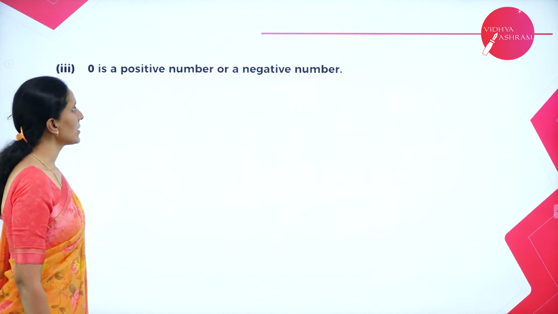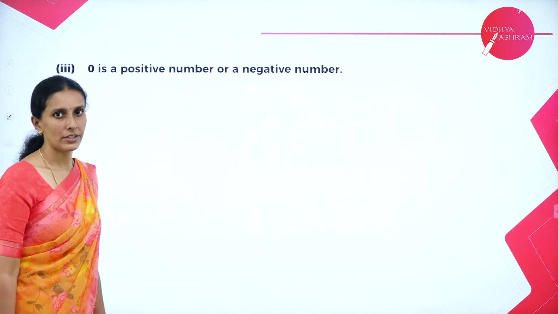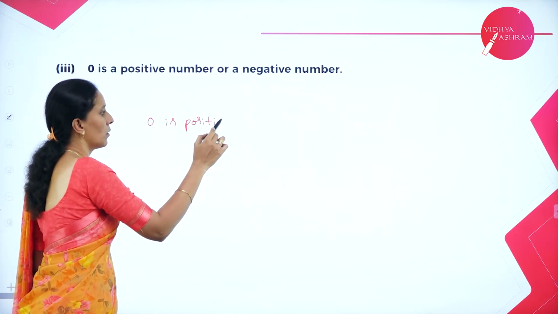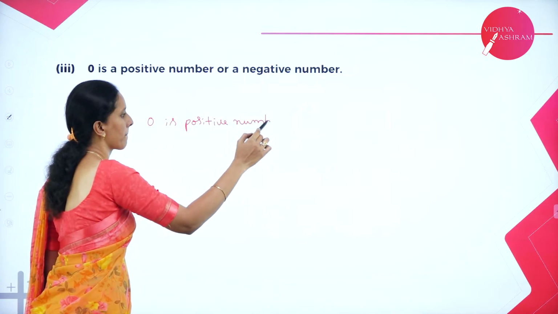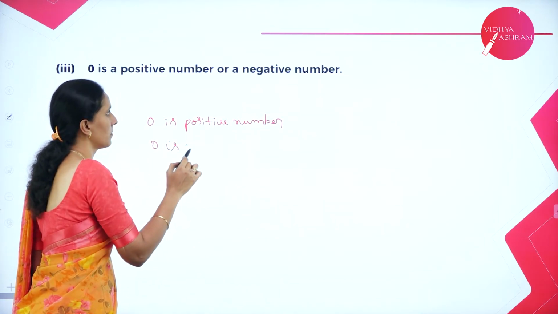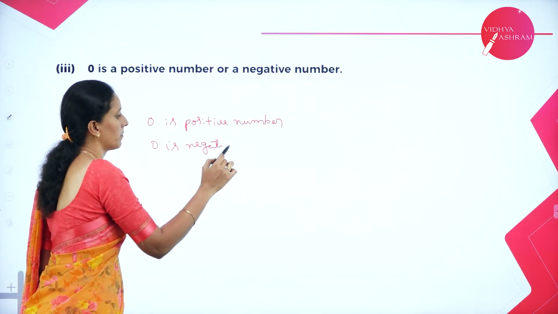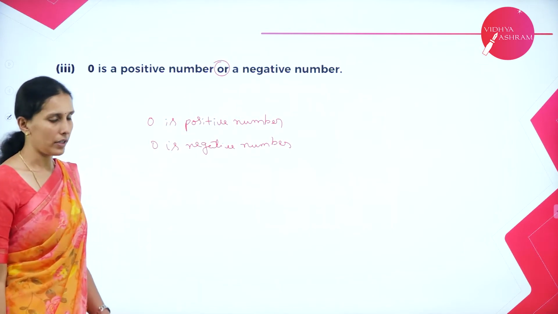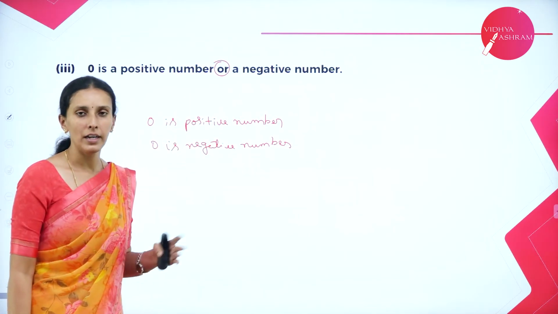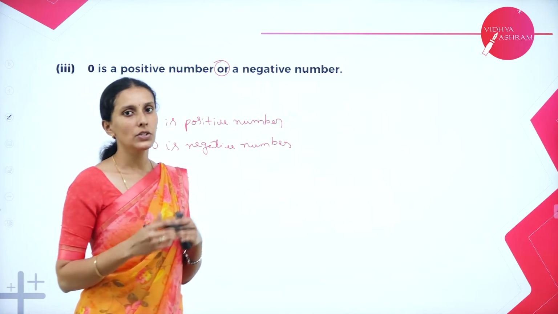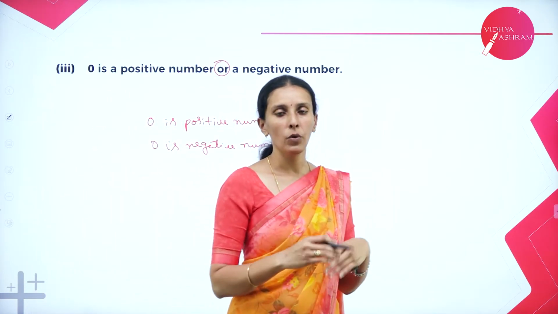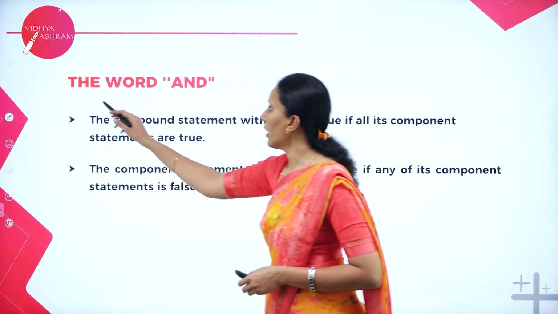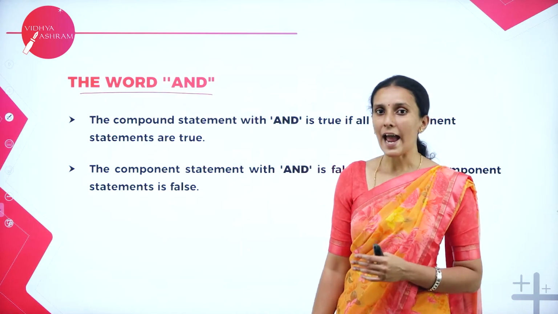Next one, 0 is a positive number or a negative number. So 0 is a positive number, 0 is a negative number. These are the two statements combined with the word "or" here. Like this, we can make a compound statement with two or more statements. Next, the word "and". So where is this "and" used?